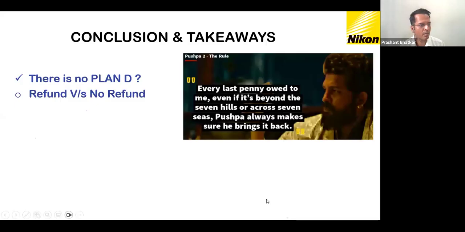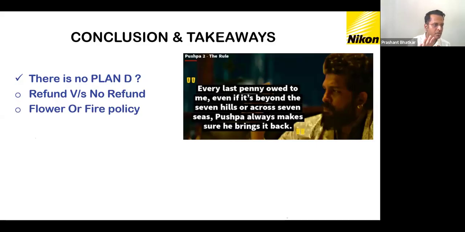This is a popular movie, and he says that every last penny owed to me, even if it's beyond the seven hills, I'll make sure I bring it back. So this is called a fire policy. A fire policy is saying that I have given a pair of glasses, I have done all my work well, and I am not refunding the money to the patient. I am willing to do whatever it takes to make him comfortable, but I'm not giving back the money.